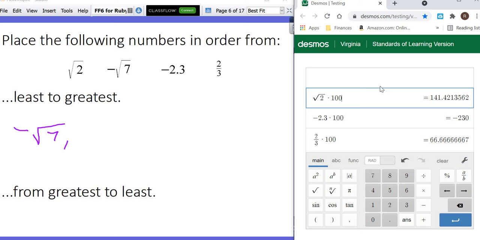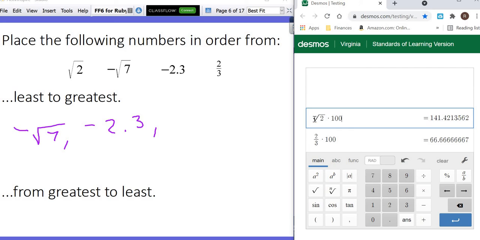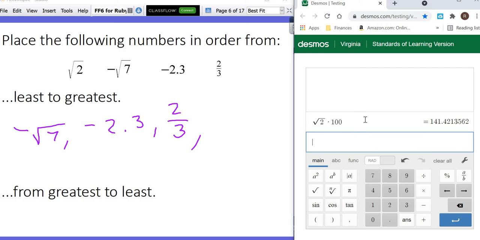But I'm going least to greatest, so I'm going to ask the same question again. Which of these three numbers is the smallest? Well, it's negative 2.3. So I'm going to take that and delete that one. Now I'm going to ask which of these numbers is the smallest, 141% or 66%. Well, it's definitely the 66%, so that would be 2/3. And I'm going to highlight and delete that so I don't mess anything up.